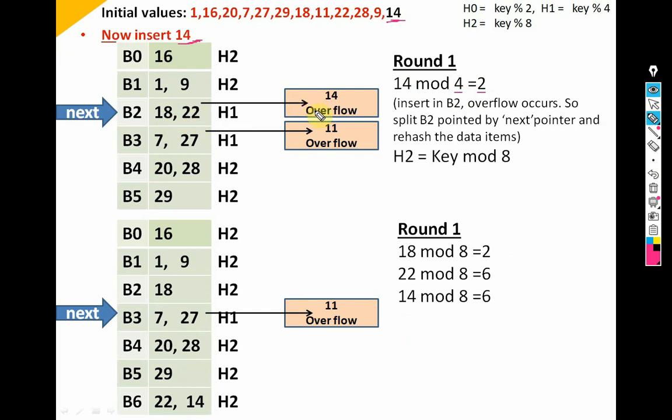Whenever the overflow occurs, the bucket which the next pointer points to gets split, and hence you get B6, one extra bucket. The hash function gets increased, H1 becomes H2. So for bucket 2, H1 became H2. Here also, you got H2. And these values are to be rehashed.